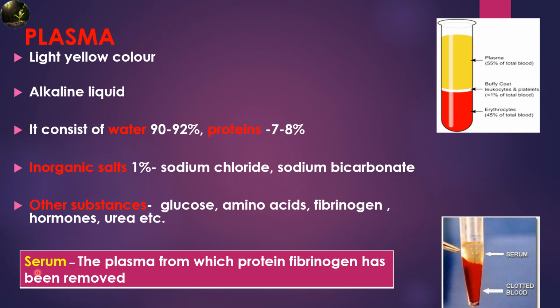The next term is serum. It is related to plasma. How is it related? The plasma from which the protein fibrinogen has been removed, we call that serum. You can see that in the picture. Serum means the fluid part of blood, that is plasma, in which the protein fibrinogen has been removed.